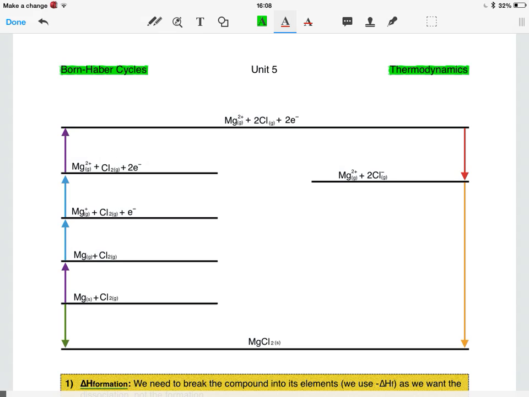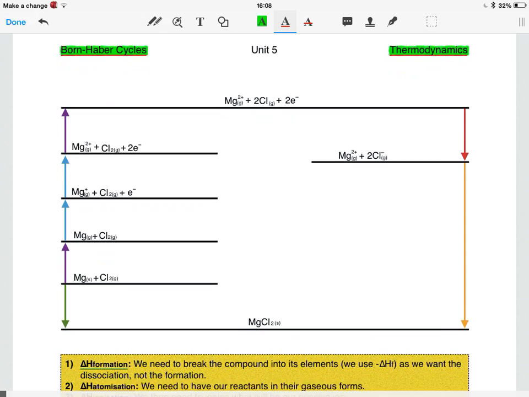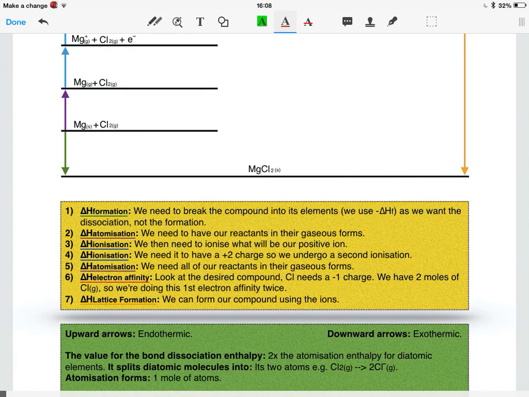Okay, so this video is going to be on the Born-Haber cycles for the thermodynamics. This is a topic I just recommend you practice, to be honest, but yeah, here we go. So first we do the enthalpy of formation.